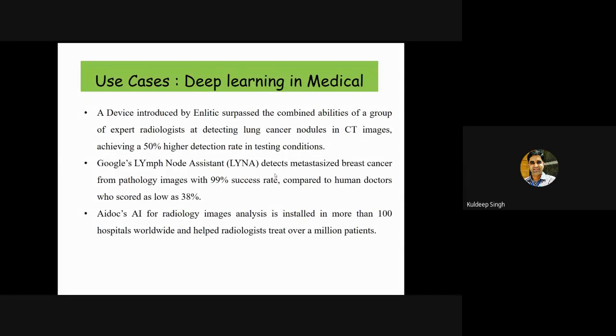Google's lymph node assistant, I think you must have heard about it. It is able to detect staged breast cancer from histopathology images with a 99% success rate. And you will be surprised to know that human doctors have scored as low as 38%. There's a software called AI Docs AI that is made for radiology image analysis, and it has been installed in more than 100 hospitals worldwide, and radiologists were able to treat over 1 million patients with the help of this AI Doc software.